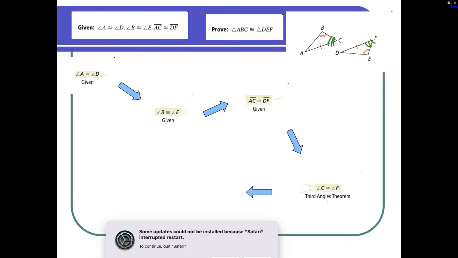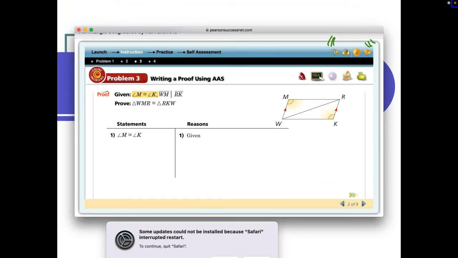Is there such thing as an angle, angle, angle? No, we talked about that yesterday. Those would be similar, not congruent. There's a difference. We're not to that. That's a few chapters away.